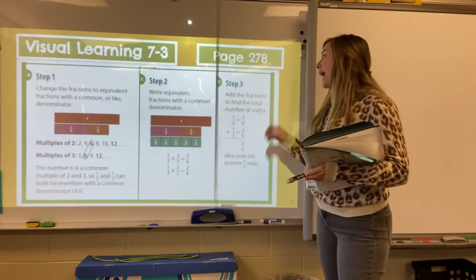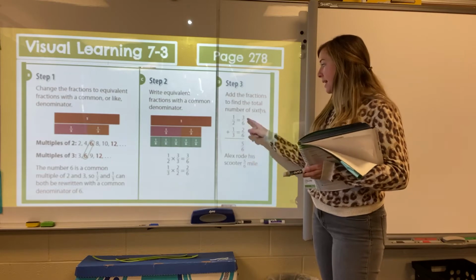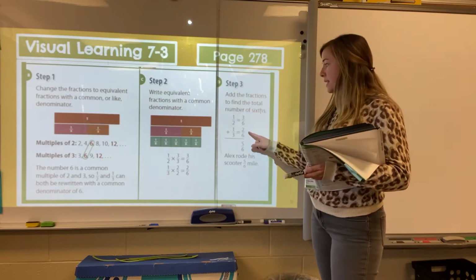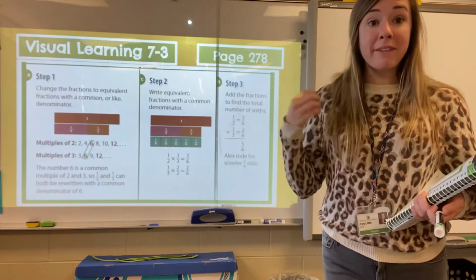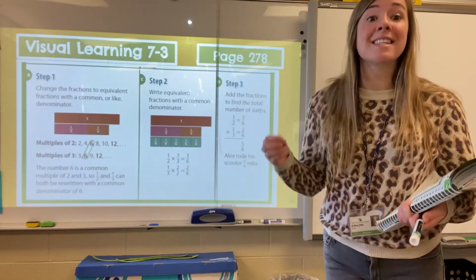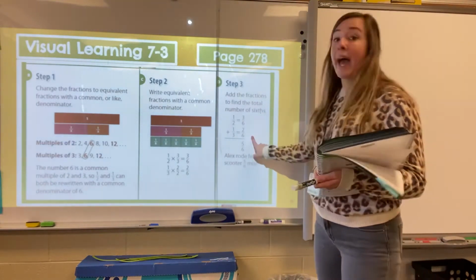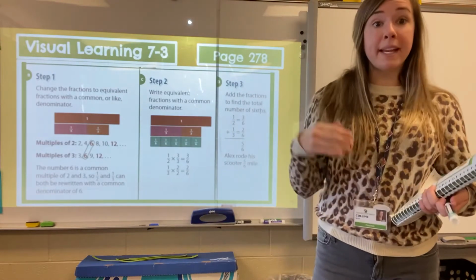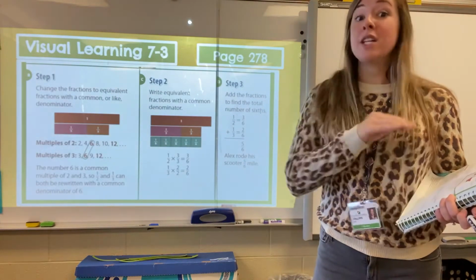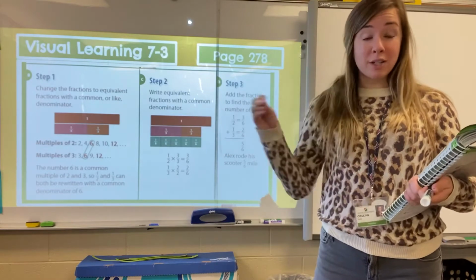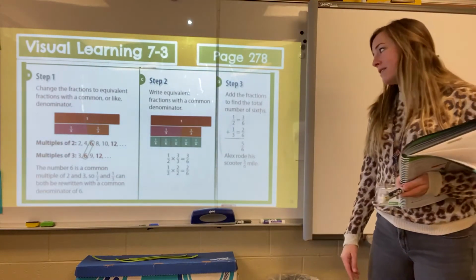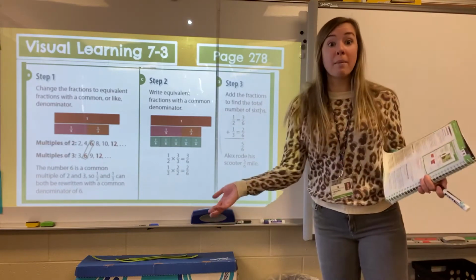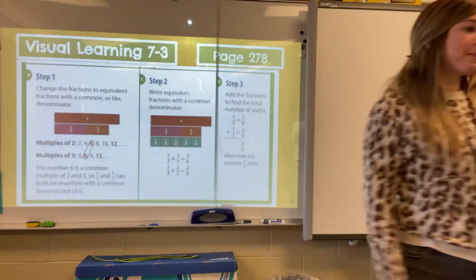And so then they're going to add the fractions to find the total number of 6ths. So they take their 3 6ths and their 2 6ths and they just add together the numerators. So their 3 and their 2 will make 5 and their 6 stays the same. Because when we are adding and subtracting fractions, our denominator, after we find a common multiple, does not change when we actually do the adding or subtracting. So Alex rode his scooter 5/6 of a mile. So pretty close to 1 mile, but not quite 1 whole mile.